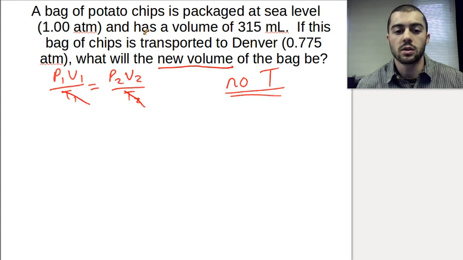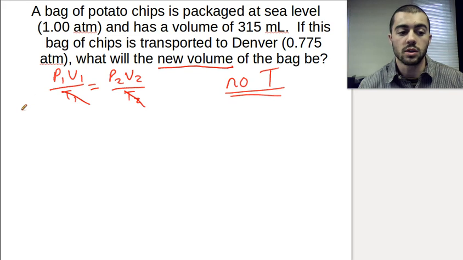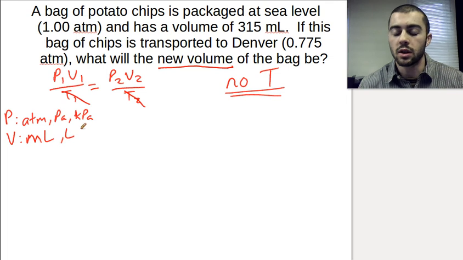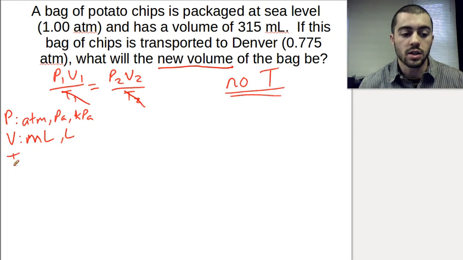What we have to do is sort out what information means what in this problem. One of the first things you want to do is know the units that are measurements of each variable in this equation. For pressure, the possible units that you're likely to see are atmospheres, pascals, or kilopascals. For volume, you could see milliliters or liters. Gallons would be another unit for volume, but we generally stick to the metric system here. Temperature, you could have degrees Celsius or Kelvin, but remember, we always need Kelvin here. So if you have Celsius, convert it to Kelvin.